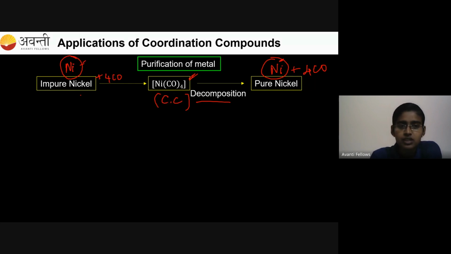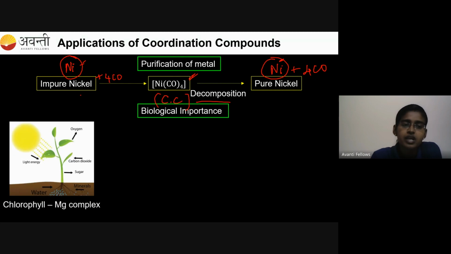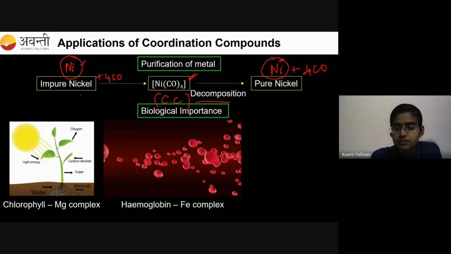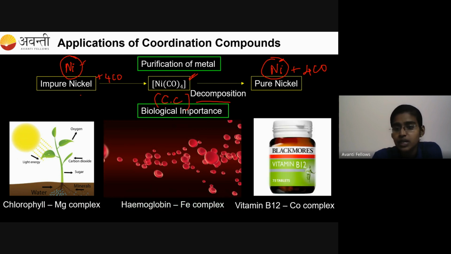Coming to the fourth application, it also has some biological importance. Like in the case of chlorophyll, we have a magnesium-containing coordination complex. In hemoglobin, an iron complex is used. And in the case of vitamin B12, a cobalt complex is used. All three are coordination complexes, where we have a metal ion at the center and ligands surrounding it. These are all the biological importance of these compounds.